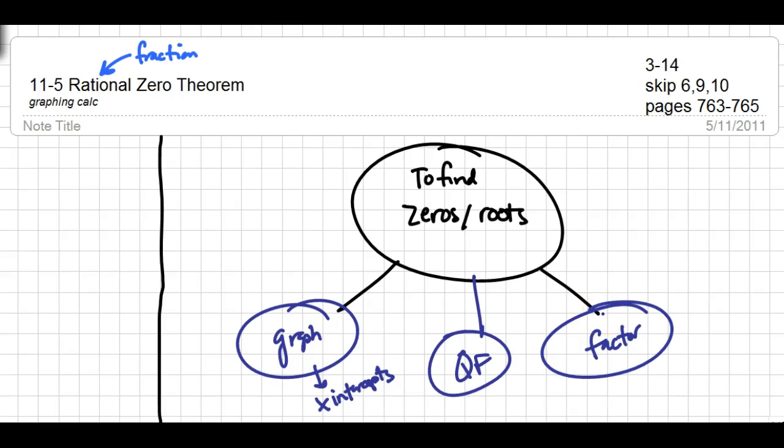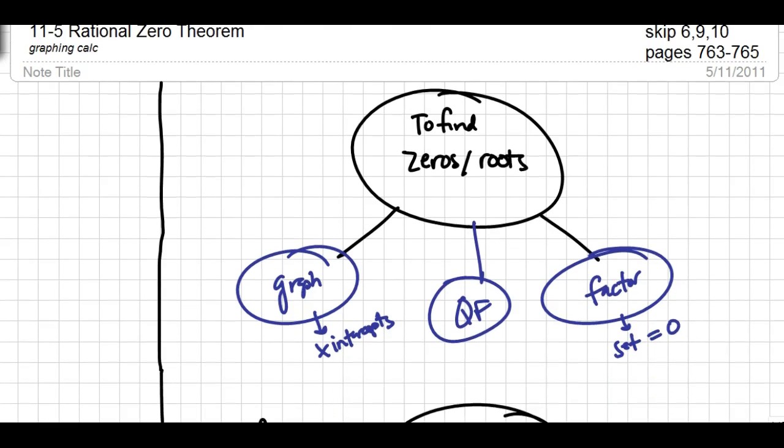After you've factored the polynomial, then you set the factors equal to 0, and then solve. We're going to focus today in this lesson on using the rational zero theorem and then verifying by graphing. So factoring is not our task today, but factoring should still be something that you remember how to do.